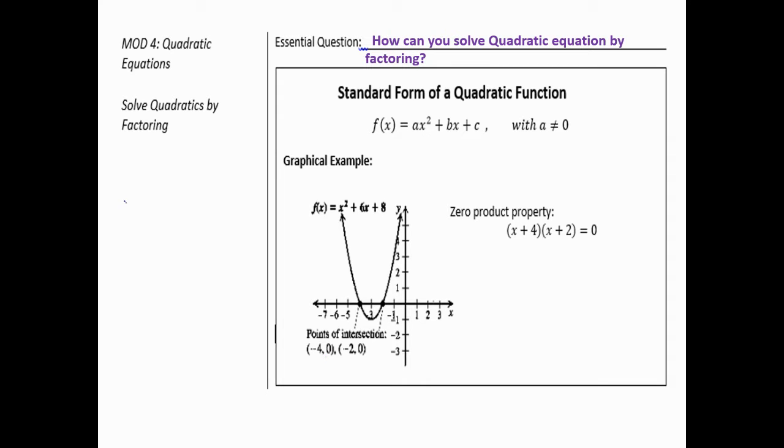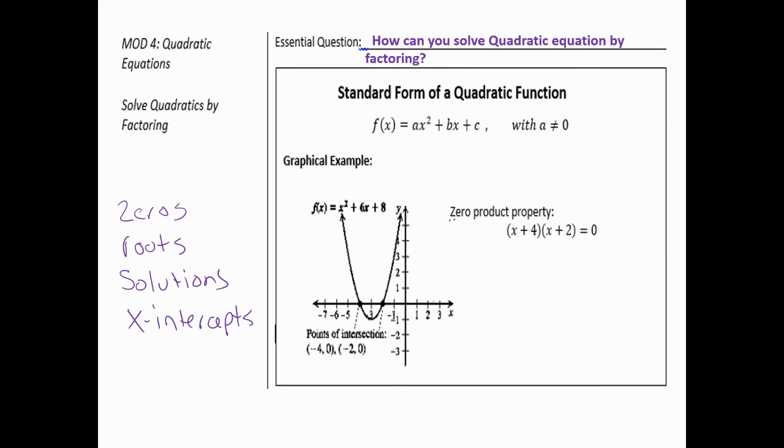So just remember, zeros, roots, solutions, and x-intercepts all mean the exact same thing.